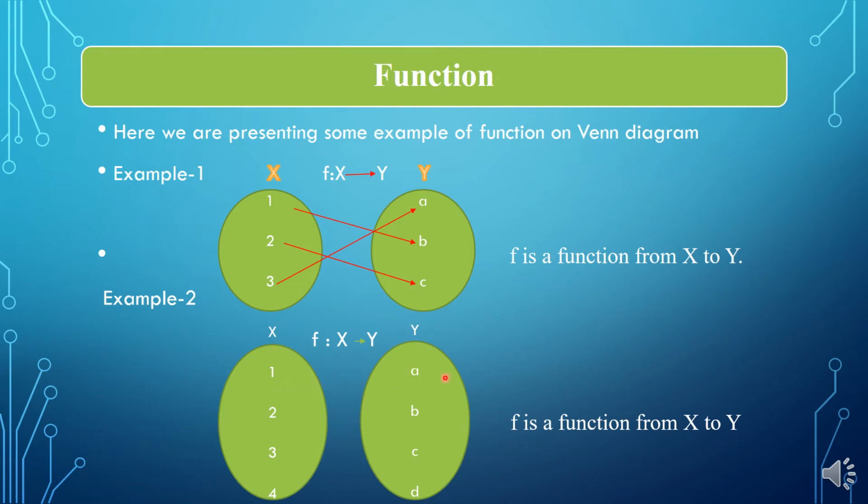and we say that two sets are given here, x and y, and we are presenting them by Venn diagram. We are considering one relation. For 1 we have the image B. For 2 we have image C. For 3 we have image A. And lastly, for 4 we have image C. So every element of set x has exactly one image in set y.